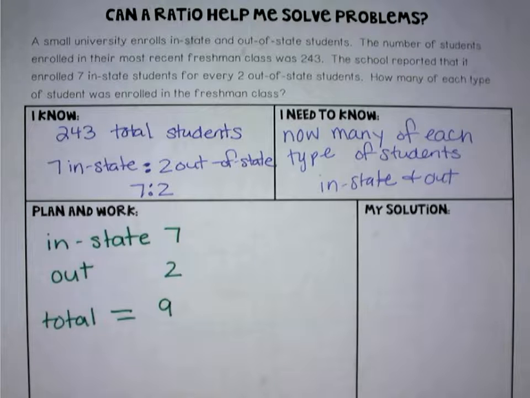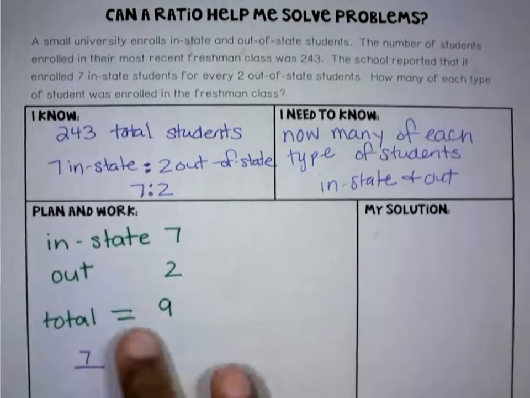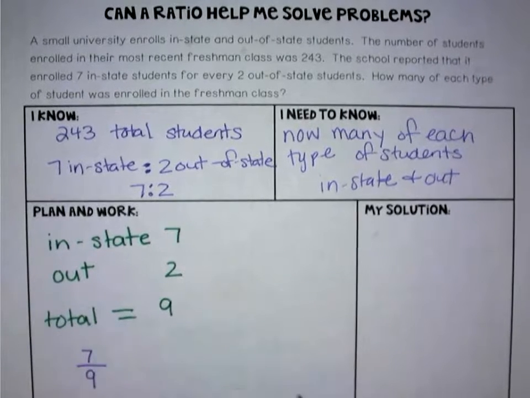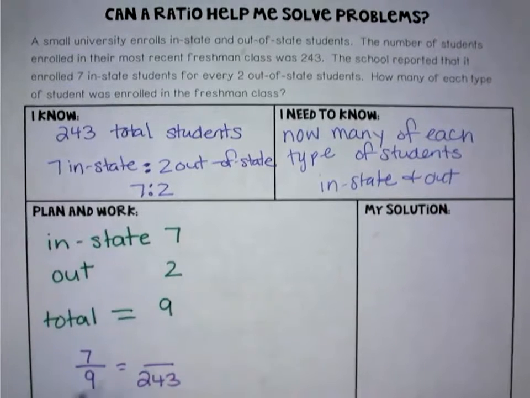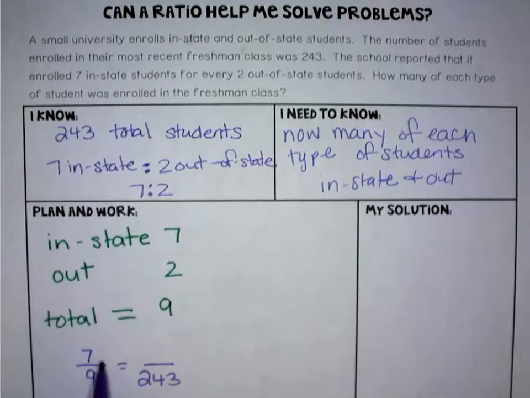So what you're going to do to figure out how many of each was in the class, we have the information of the total. We know there's 243 students. So you're going to start with in-state. You have 7 in-state, and out of the total, there are 9, right? So if you had 7 in-state over the 9 total, you know how many you're trying to get to, 243, right? This tells you how many total people we're talking about. This is going to let us know the max amount of students that we can have in-state.